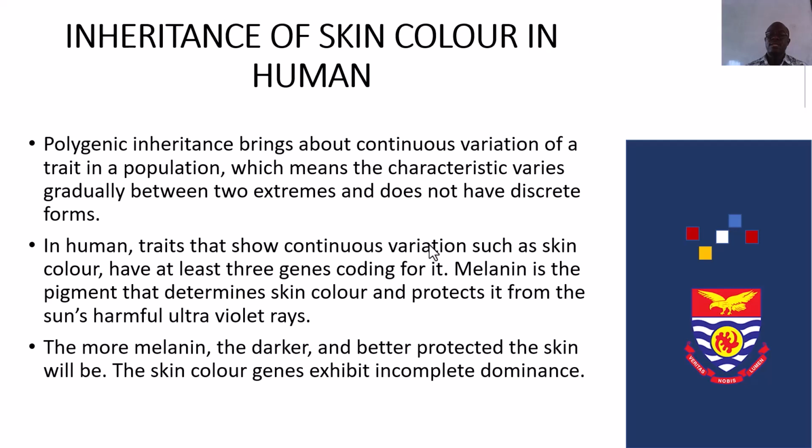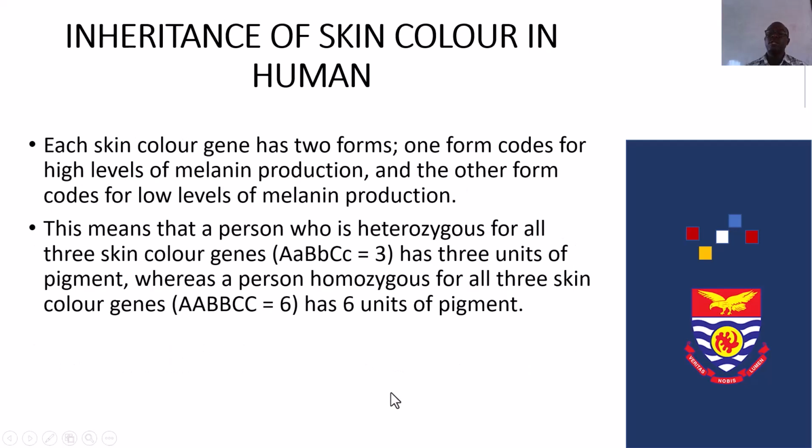Melanin is the pigment that determines skin color and protects it from the sun's harmful ultraviolet rays. The more melanin, the darker and better protected the skin will be. The skin color genes exhibit incomplete dominance. Each skin color gene has 2 forms. One form codes for high levels of melanin production, and the other form codes for low levels of melanin production.